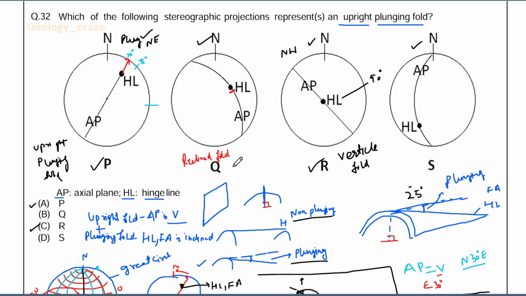When hinge line and axial plane both are dipping in the same direction, and that hinge line or fold axis is less than 90 degrees, near to 90 degrees but not exactly 90. It is less than 90, say 80 to 85, or 80 to 90, like 88 or something like that. And the axial plane is inclined in that case. How will we make this diagram? We have to understand this diagram in our mind.